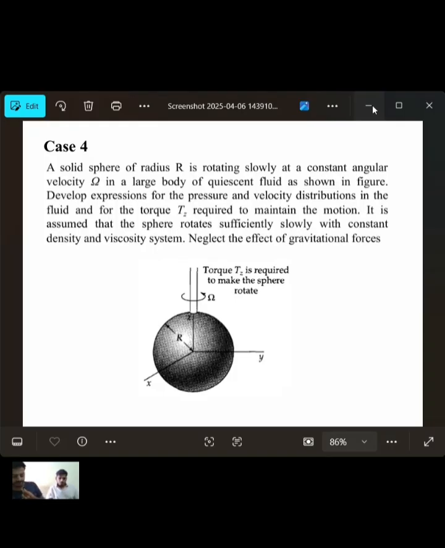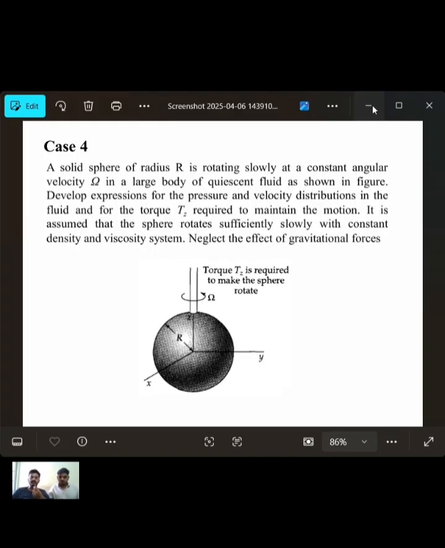So here, starting with reading the question as there on the screen, it was case 4 under the Navier-Stokes equation analysis. The case said a solid sphere of radius r is rotating slowly at a constant angular velocity omega in a large body of quiescent fluid as shown in the figure. The figure shows a solid sphere rotating in a large water body, mounted on a stick on its top, so that the figure is like a lollipop-like structure.